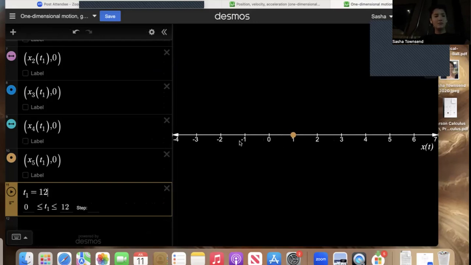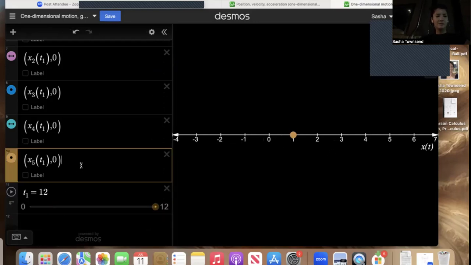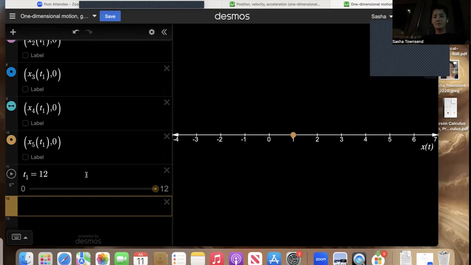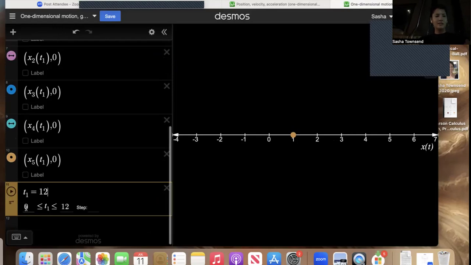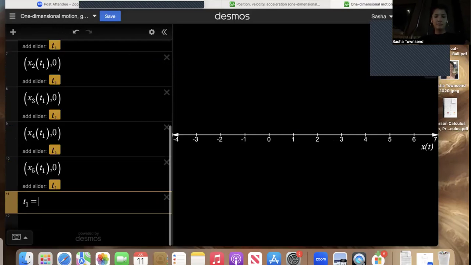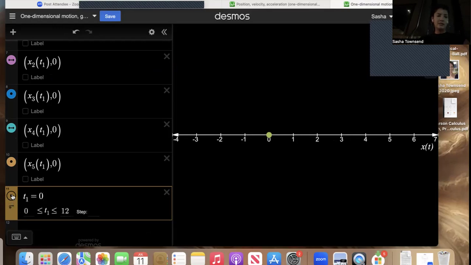But this particle is just moving back and forth on the x-axis. If we start at t equals 0, and then just hit the play button, you can see what happens to the particle.